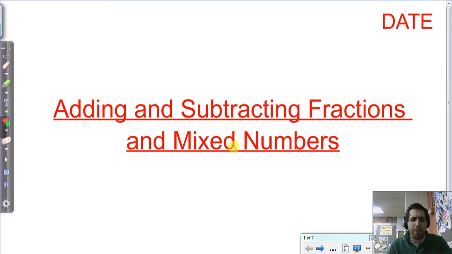Hey, sixth grade. Today we're talking about adding and subtracting fractions and mixed numbers. So we've talked quite a bit about fractions and mixed numbers. We have a good sense of them, and I know you have some familiarity with adding and subtracting them, but we're going to get right back to it and do a little more practice.